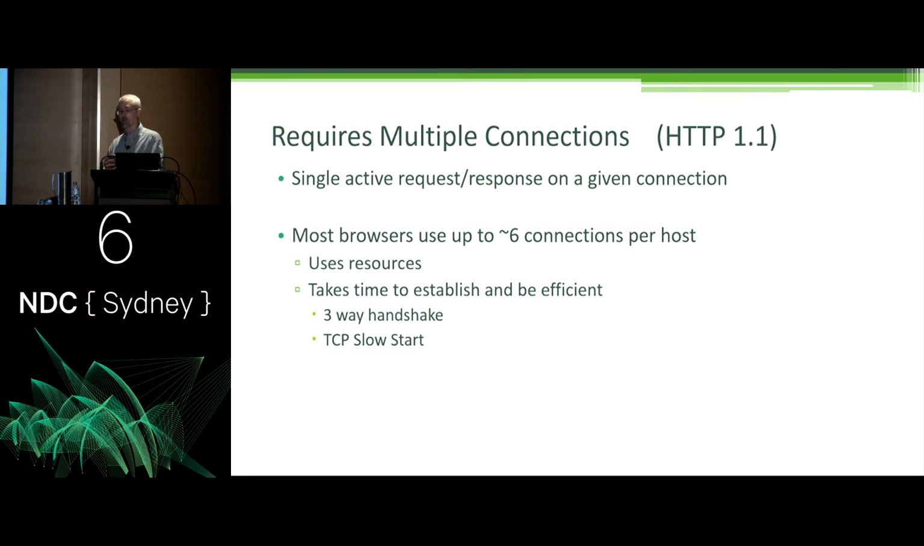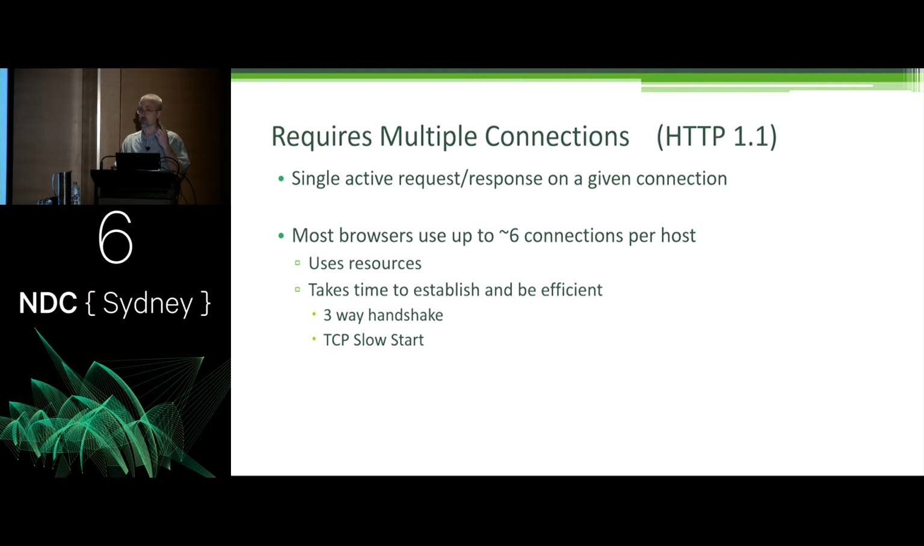So the first one: it requires multiple connections. You make a single active request and response on one connection. The original spec said you can open 2 connections to each host. So if you come to my website, you're coming back to the same host, you can open a second connection, so you can basically get 2 responses at once, right? It didn't take browser developers too long to figure out, we'll cheat, we'll be faster by adding a few more. So most of them today do about 6 connections per host. I'll show you that when we talk about head-of-line blocking.